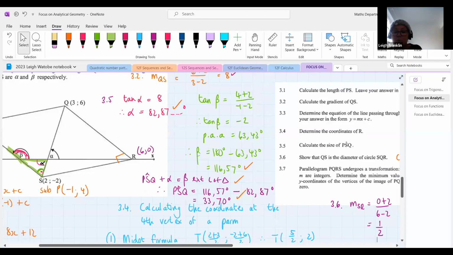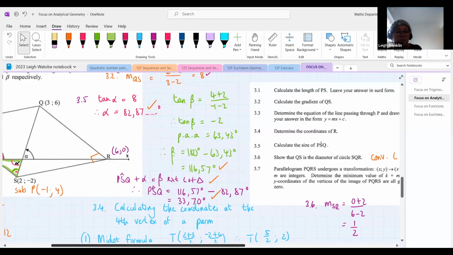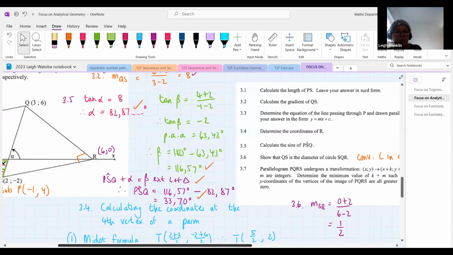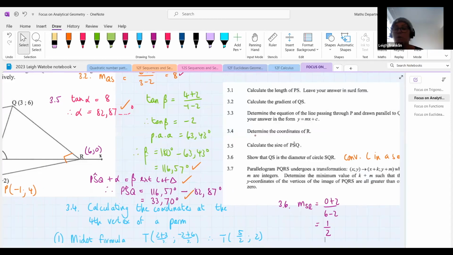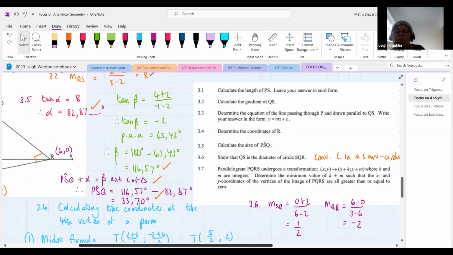Just going to scooch over just a little bit here. So the gradient of QR. And again, can you see it's useful for me to label what it is that I'm doing so the people that are marking my work can see which line I'm calculating the gradient of. Okay, so that would be 6 minus 0 over 3 minus 6. And that would give us 6 over negative 3, which would be negative 2. Boom. Okay, exactly what we wanted.